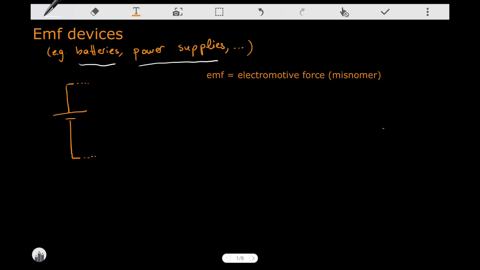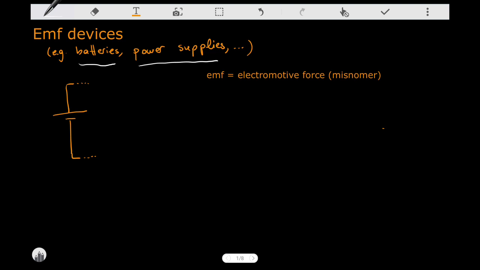But of course, for the purpose of analyzing a circuit, we don't need to know the physical picture behind this symbol. We only need to know a few of its properties.